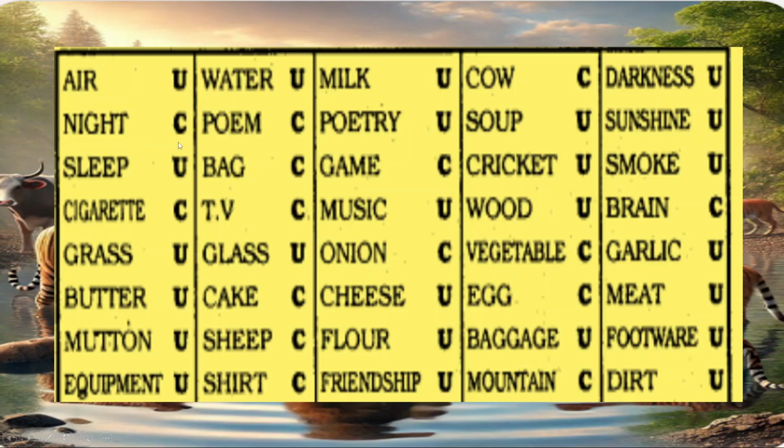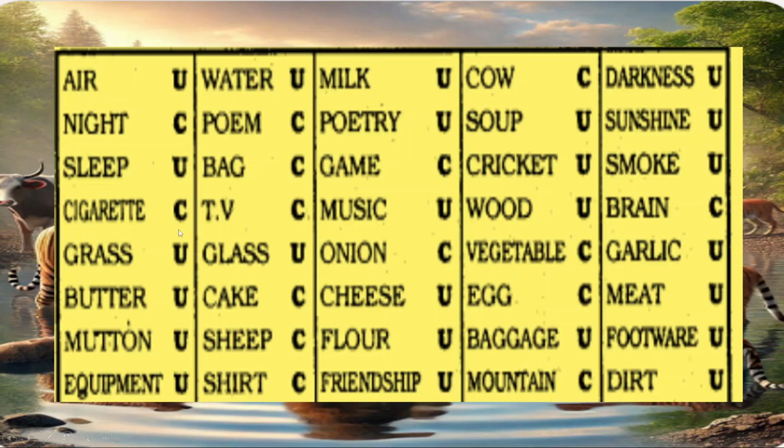Night. The amount of night we cannot count, but the number of nights you can count. How many nights, how many days? Two days, two nights going for a trip, that's why it is considered countable. Sleep. How much time you sleep, when you sleep you cannot count the time. After waking up, you can say it is uncountable.